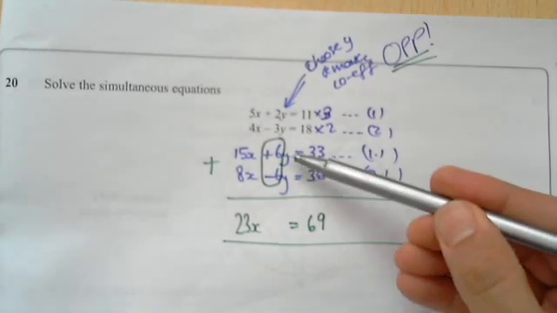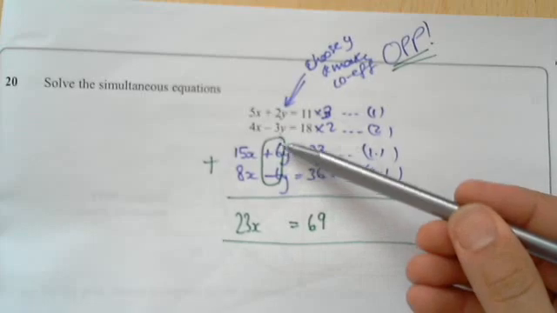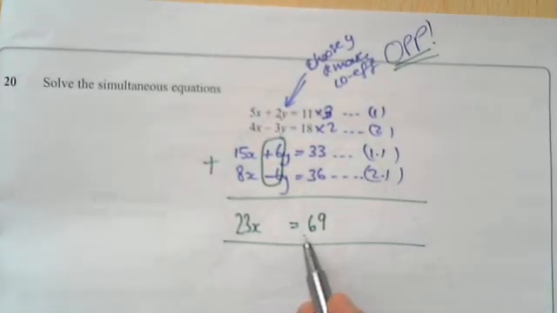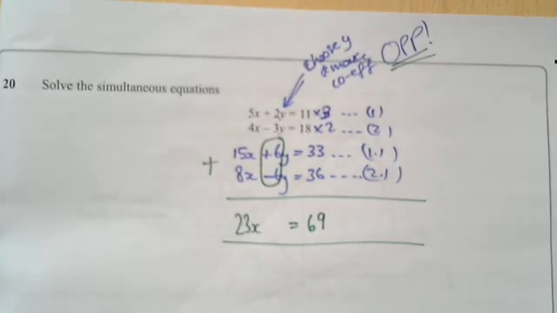And these terms here, plus 6y and minus 6y, get eliminated completely, because when you add them up, it gives you 0y. We don't need to write that down. So we have 23x is 69. Now, we need to solve that.